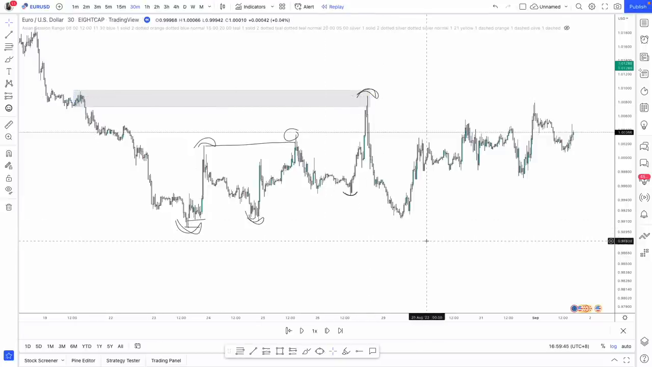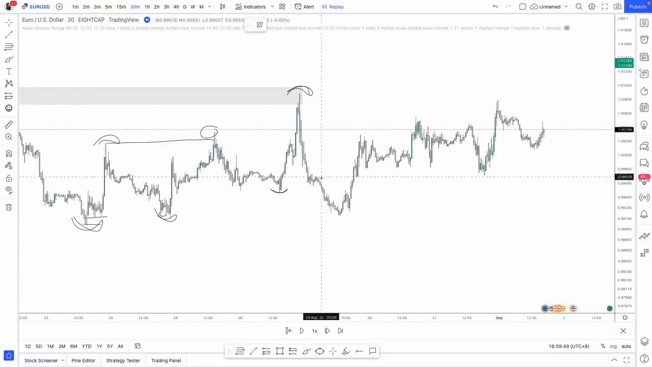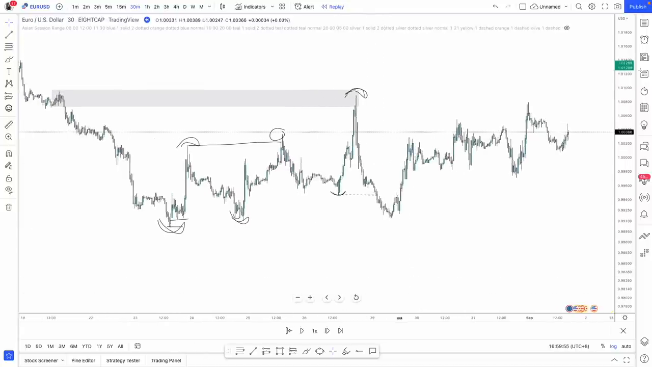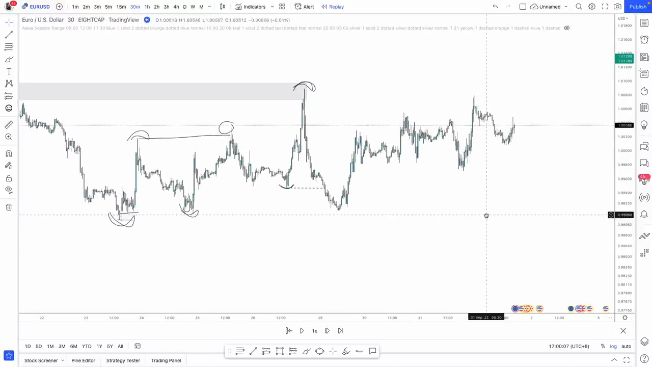From here, what do we see? We see a break of structure. This break of structure confirms to us that we have hit the point in the market where the market is reversing. We are getting our reversal. Now we are ready to get involved in short positions.